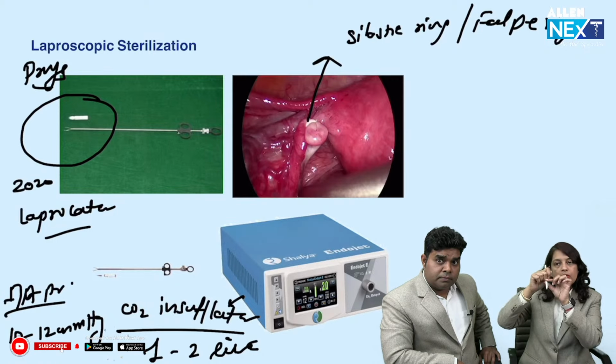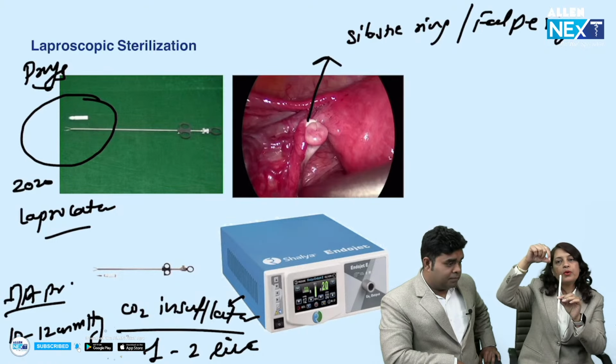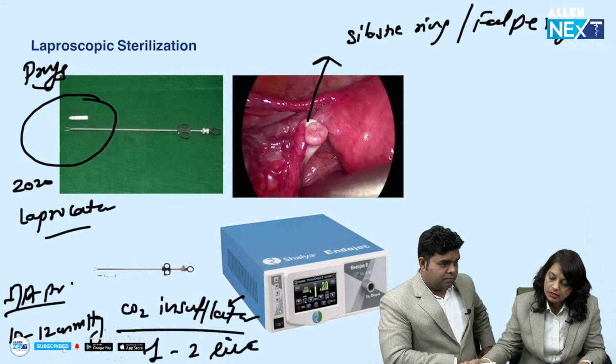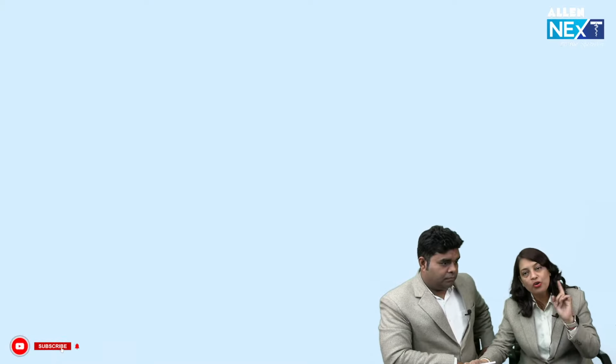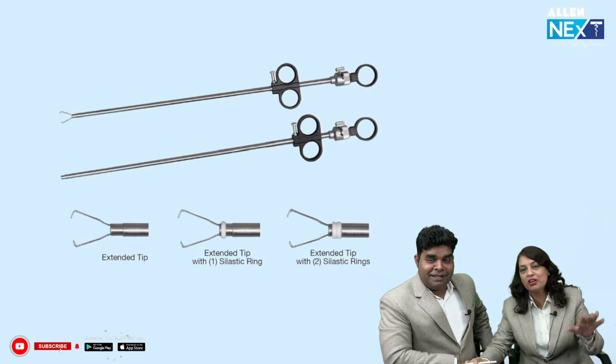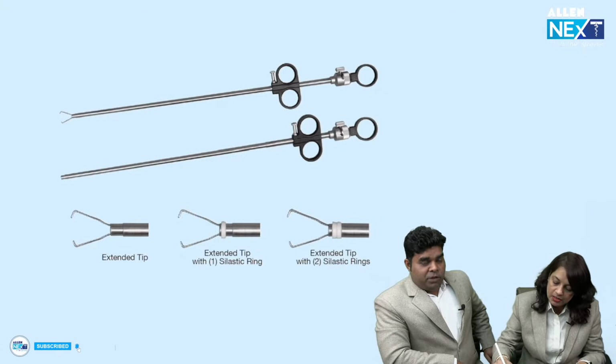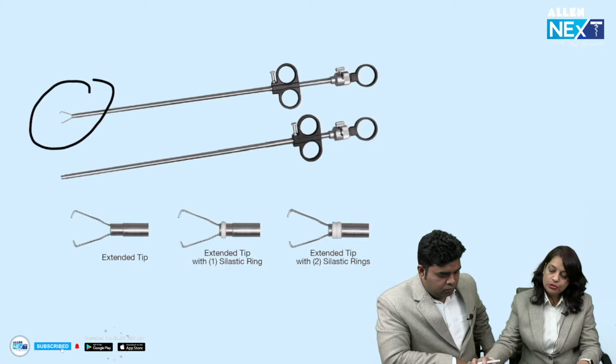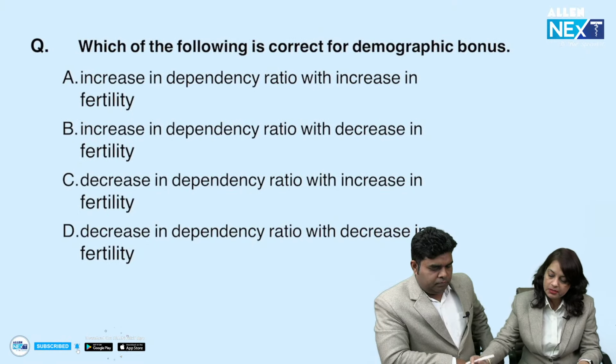Then you release the prongs, they will lift the fallopian tube, and then with another button, you will release the ring onto the fallopian tube. Make sure that you apply the rings onto the fallopian tube, not on the round ligament. This is important. Wherever you have a confusion, you can always go for a laparotomy. So this is the laprocator, and these are the prongs to lift the fallopian tube. Failure rate of laparoscopic sterilization is 0.6%.